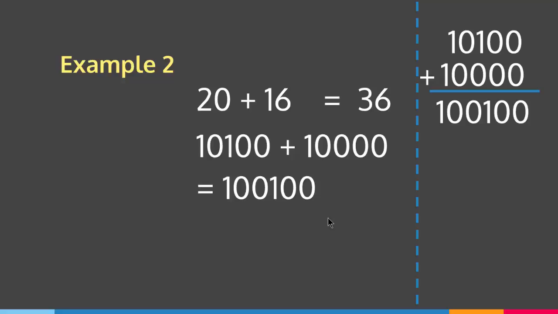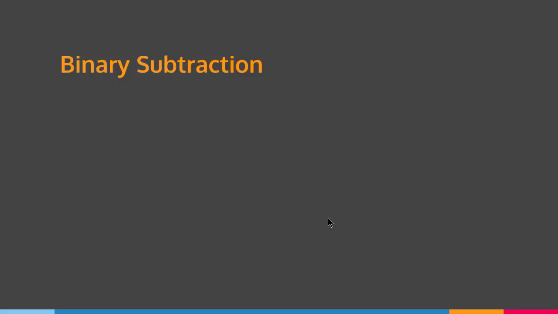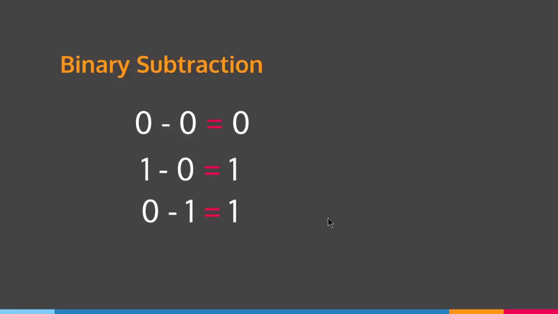Okay, so now let's talk about subtraction. How do we do subtraction in binary numbers, or in base 2? Well, 0 minus 0 is just 0. 1 minus 0 is 1. However, 0 minus 1 equals 1, and the reason is that you have to borrow a 1 from the digit to the left of it. You'll borrow 1, and then when you add 1 to 0, it will be 2.